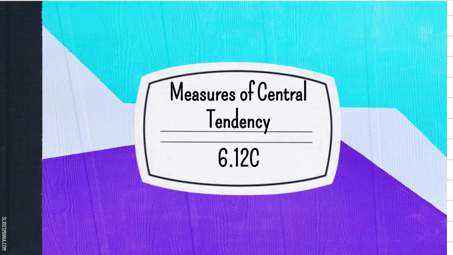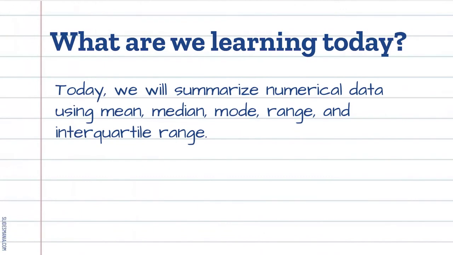Hello, Alvin ISD mathematicians. Today we're going to be talking about measures of central tendency, which is our standard 6.12C. So how will we be learning that today? Today we're going to summarize numerical data, or data with numbers, using the mean, median, mode, range, and interquartile range.